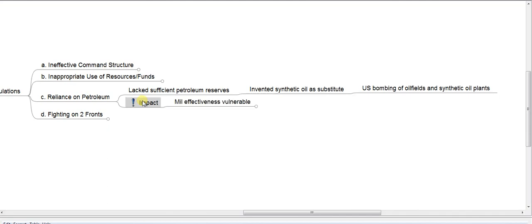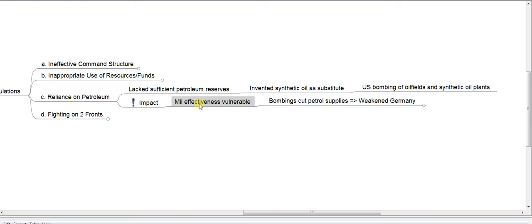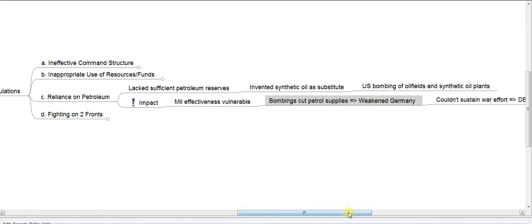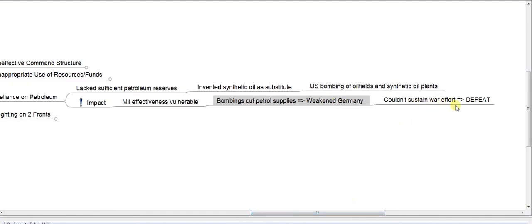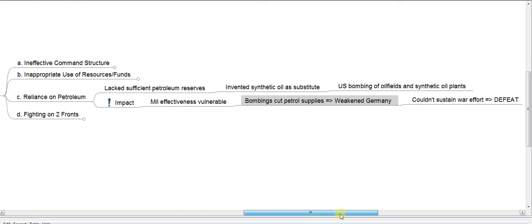Okay, what happened was that basically due to its reliance on petroleum, German military effectiveness was very vulnerable. So if the US targeted this petroleum and targeted the synthetic oil plants, what happened was that petrol supplies were basically cut, and this weakened Germany tremendously. And therefore, again, Germany couldn't sustain its war effort, which led to its eventual defeat. Because if you have no oil, things like military production and also the execution of war itself would have been affected, severely affected.